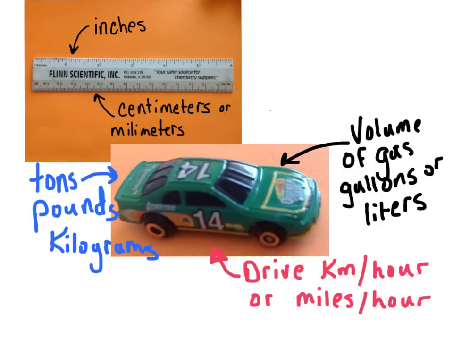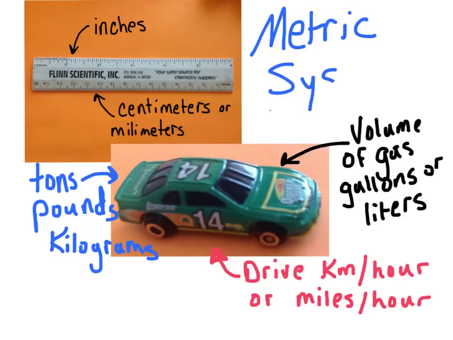But what we do need to know is, in science, we don't use the English system. We use what we call the metric system. It's also known as the SI units, or the System International.